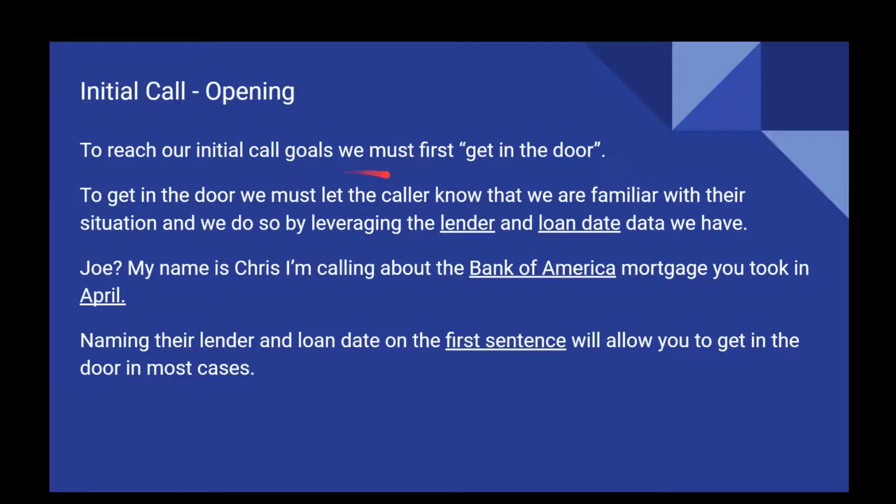So to reach our goals, we need to get in the door. To get in the door, we must let the caller know that we're familiar with their situation by naming the lender they just took a loan with and the loan date, right? So it's going to sound something like, "Hey Joe, my name is Chris. I'm calling about the Bank of America mortgage you took in April." Naming the lender and loan date in the first sentence will allow you to get in the door very effectively. So you want to make sure you are dropping the name of the lender and date right off the bat.